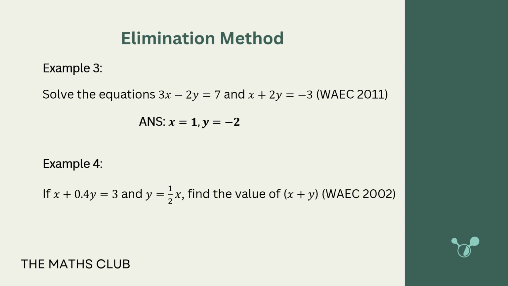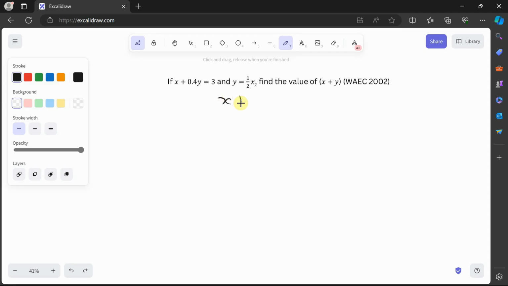Welcome back. Let's solve it together. So we have x plus 0.4y is equal to 3 as our equation 1. And then y is equal to 1 over 2x. Remember, I said we should rearrange it so the x should be in the same place and the y should be too. So if I carry this y to the other side, that will be 1 over 2x minus y is equal to, you agree with me that there will not be anything here, so that will be equal to 0.